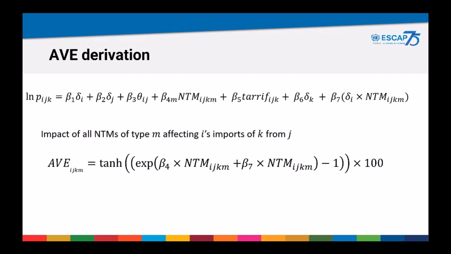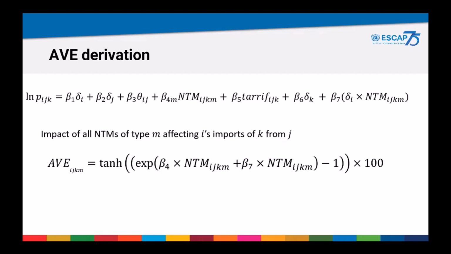So this is the exponential function that I talked about. You multiply it by the actual number of NTMs. So this is not a binary number as in most literature. It is actually the number of NTMs at bilateral level for both technical and non-technical measures. And yes, this is essentially the percentage equivalent effect of NTM, the ad-valorem equivalent.